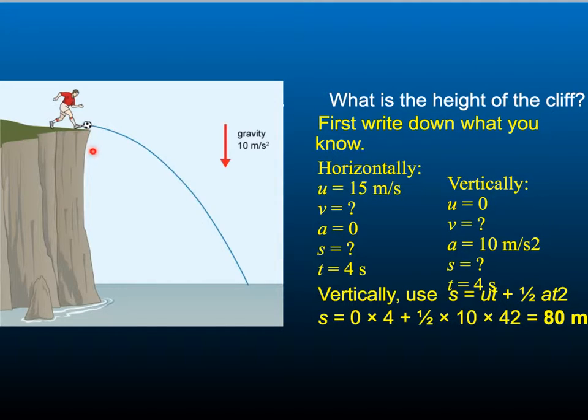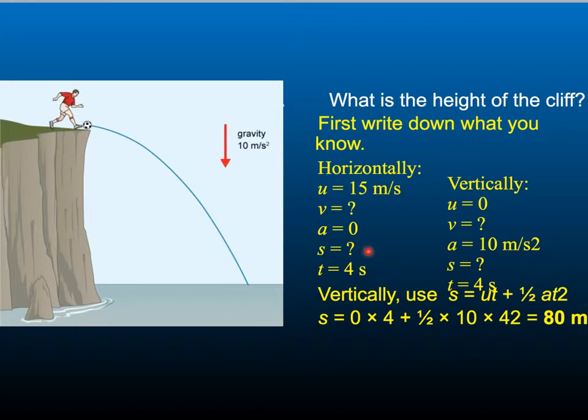We know that gravity is acting on the ball because we are on Earth, and gravity on Earth is 10 meters per second squared. We know that time is 4 seconds, so the ball takes 4 seconds to reach the water. So that's the same, both horizontally and vertically. And then other than that, we don't have any more information.